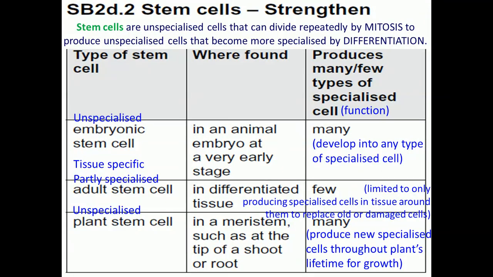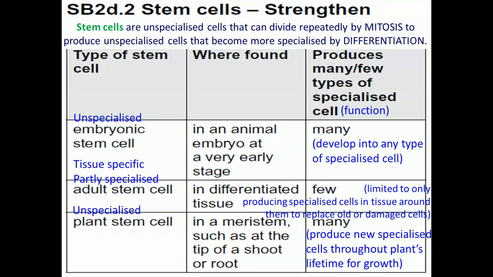So here's a summary of all three types of stem cells you need to know. You've got embryonic stem cells that are located in the early stage embryo, and they are unspecialized cells, so they could develop into any type of specialized cell. You've got tissue-specific adult stem cells, and these are partially specialized, so that means they're limited to only producing specialized cells in tissues around them to replace old or damaged cells. And then you've got meristem cells. They are also unspecialized. They produce new specialized cells during the lifetime of a plant for growth.